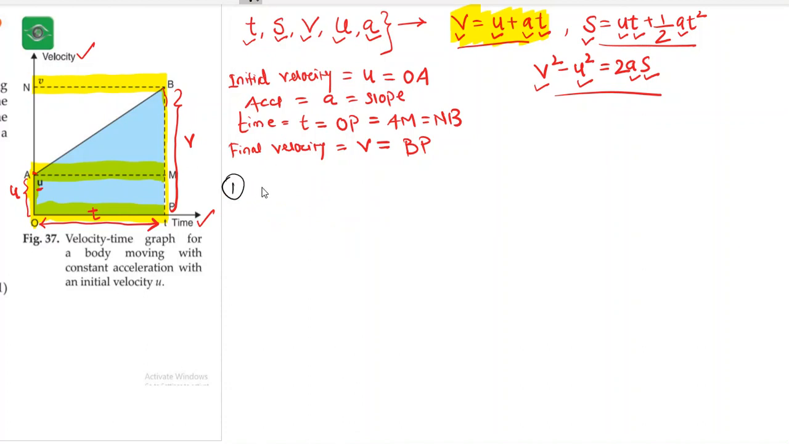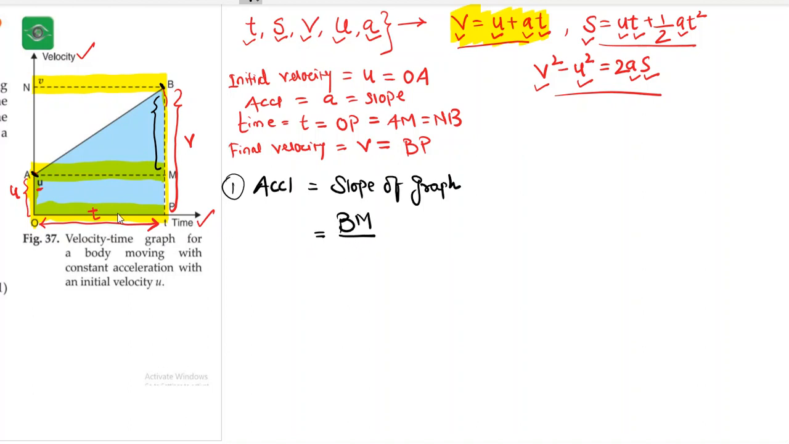So as you all know, what is acceleration? Acceleration is equal to slope of the graph. And what is slope of the graph? Slope of the graph is rise upon run. What is rise? Rise is the vertical displacement. What is vertical displacement of the graph? See, I have to find slope from A to B only. I don't have to find slope of any other graph. The graph is from A to B only. So the vertical displacement from A to B is BM. So I will write BM over here.